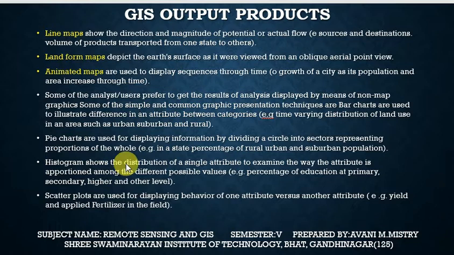A histogram shows the distribution of a single attribute to examine the way the attribute is distributed among the different possible values, that is the percentage of education at primary, secondary, higher and other levels. Scatter plots are used for displaying the behavior of one attribute versus another attribute, that is yield and applied fertilizer in the field.